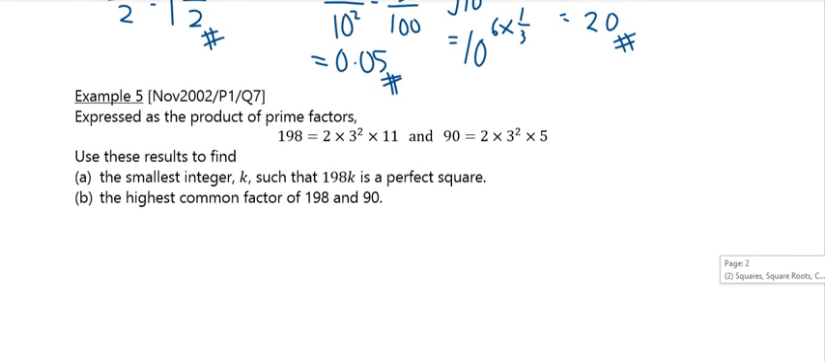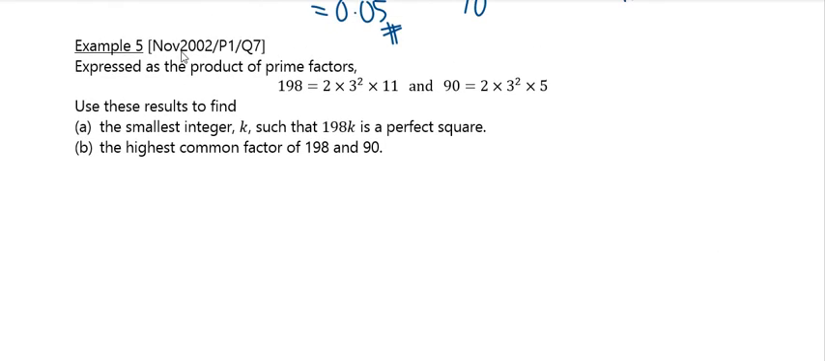And last but not least, one example from the past year paper, November 2002, paper 1, question 7. Expressed as the product of prime factors, 198 is 2 times 3 squared times 11, and 90 is 2 times 3 squared times 5. No need to find the prime factors anymore because you are given here. So you are going to use this result to find A, the smallest integer k, such that 198k is a perfect square. So here, what you're going to do is, on part A, you have to compare with what happens if 198 is a perfect square.